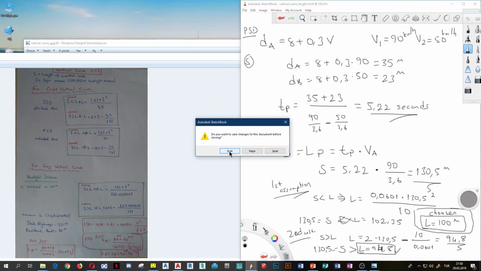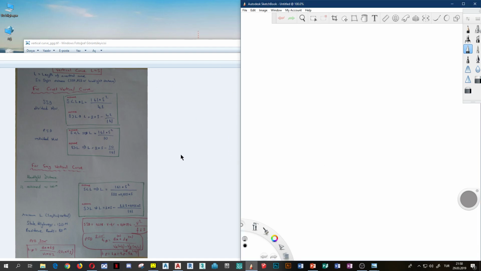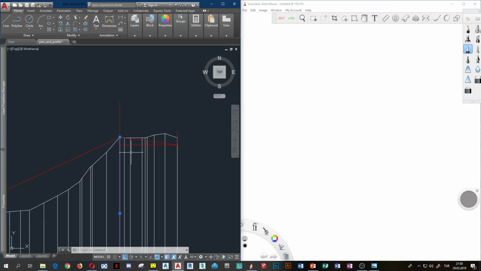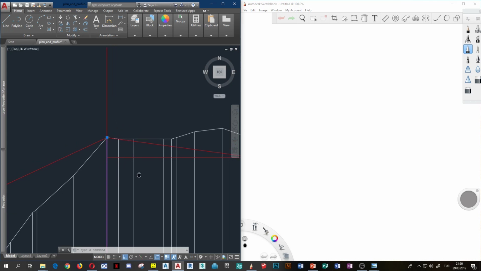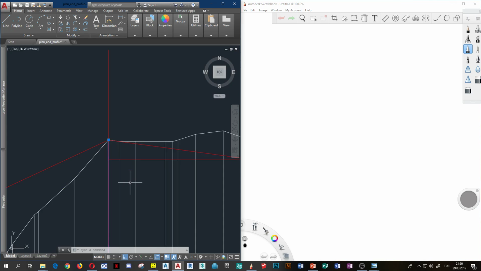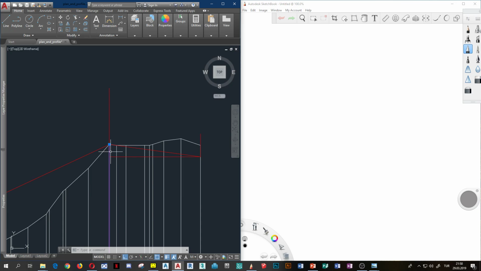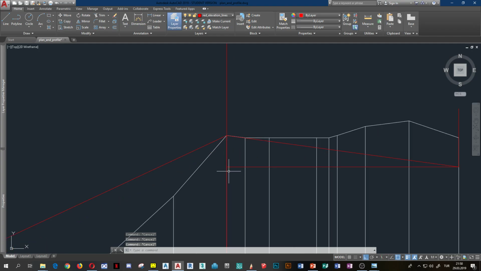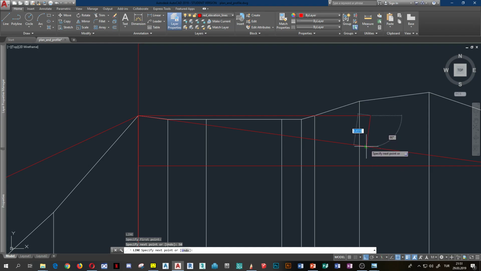New. Yes, look at the project here. Our L is 100. L divided by 2 equal to 50. And look at, I will go 50 units. It's equal to 50 meters. And extend.